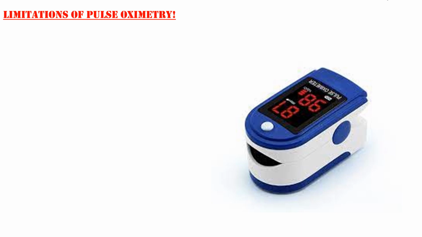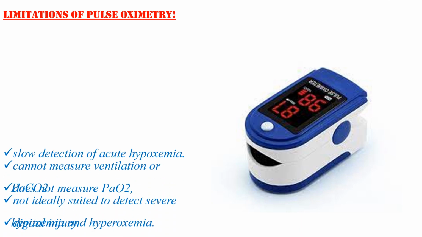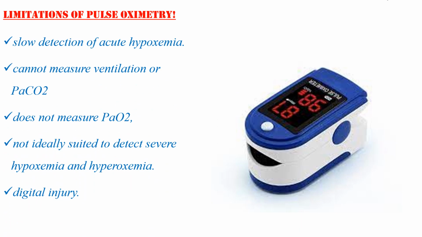When we look at limitations of pulse oximetry, it shows slow detection of acute hypoxemia. It cannot measure ventilation or partial pressure of carbon dioxide. It does not measure partial pressure of oxygen. It is not ideally suited to detect severe hypoxemia and hyperoxemia, and also it might cause digital injury in the case of continuous follow-up, especially in premature babies.